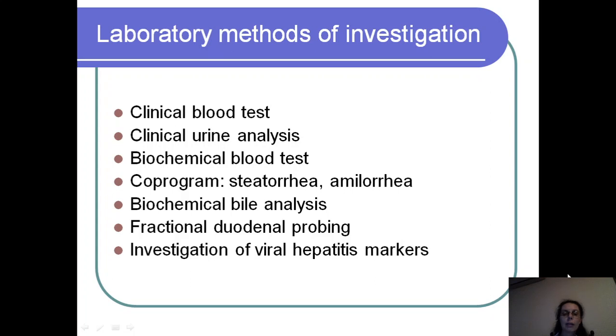This is typical for autoimmune hepatitis. If we're talking about the next method, biochemical stool analysis, which is also called coprogram, as I've told you earlier, here you can find the presence of steatorrhea, which is the presence of undigested particles in the feces, and amylorrhea.